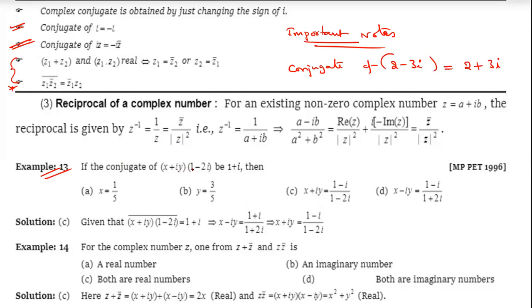Conjugate of x plus iy into 1 minus 2i is what? 1 plus i. Conjugate means what here? Conjugate of z is nothing but z bar. So here also apply the bar. Okay, don't multiply. What is the result? See, x plus iy means x minus iy is equal to 1 plus i by 1 plus 2i. So simplify this one. What result is coming?